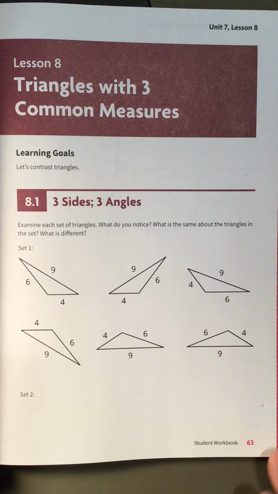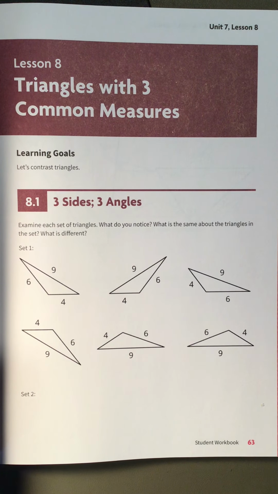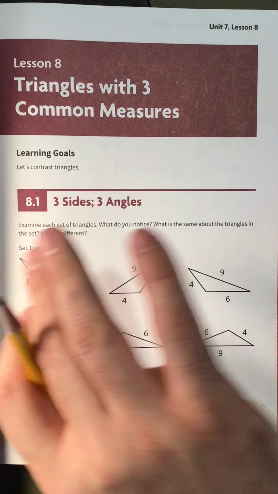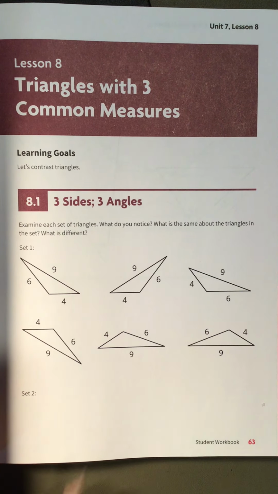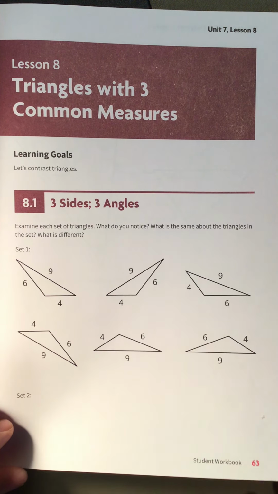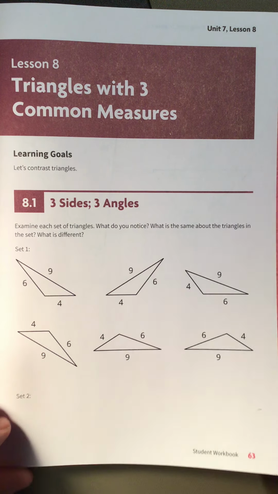What do you notice about those triangles? Hopefully you see that they're all 4, 6, and 9. All the sides are the same size. Hopefully you notice they're all identical copies. They are just different directions. They're facing different directions. If I would take a triangle and flip it over, or I would just rotate it, they are all the same triangle. You can measure them if you want, but they're all exactly the same.